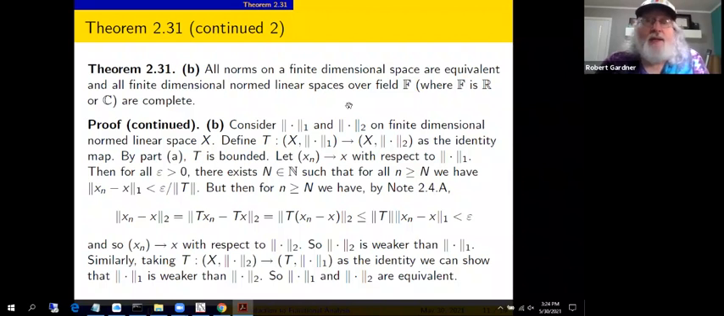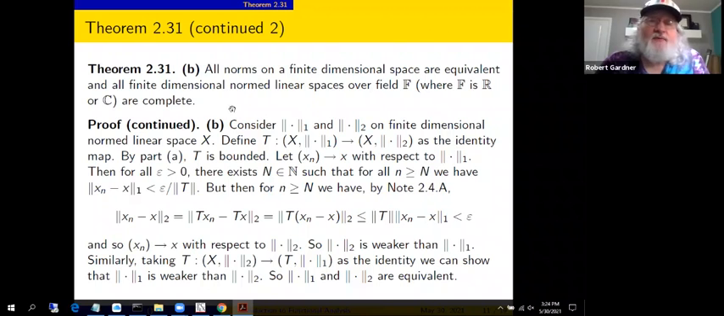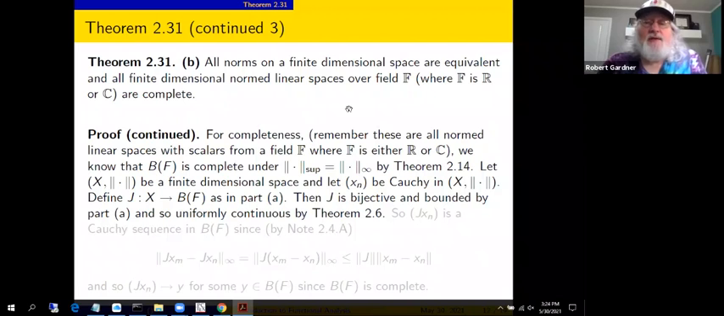The second claim in part B is that all finite dimensional normed linear spaces over these fields are complete. So it's a claim of finite dimensional spaces being complete. Secondly, we'll address completeness. We know B of F is complete under the sup norm. We addressed this previously, in the previous section, Theorem 2.14 for the record.